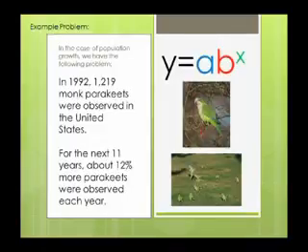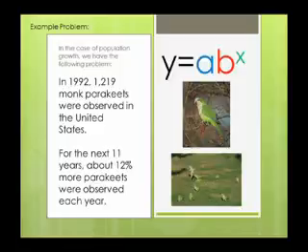Now we have a problem here that we worked on in class. This is the case where we're seeing population growth. So the example is, in 1992, there were 1,219 monk parakeets in the United States. What you have to do is plug it into the equation, and in the next 11 years, with about a 12% growth rate, how many parakeets are there going to be in the year 2003?